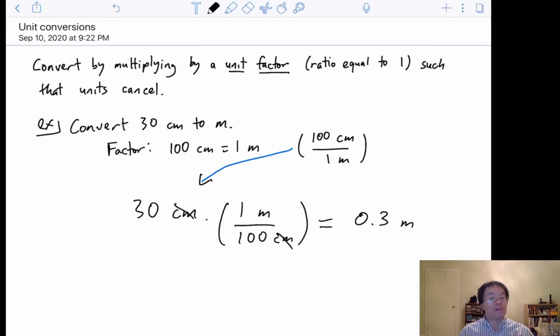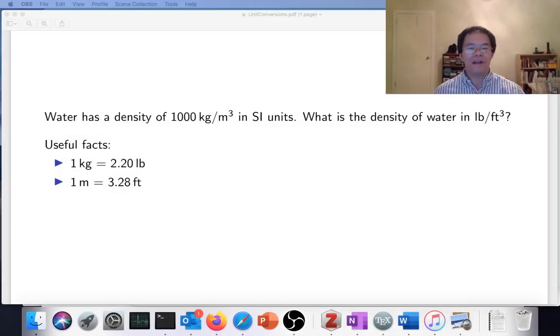Where things can get a little bit more tricky, however, is with compound units, and let me demonstrate what I mean by that. So let's look at the following example. Suppose that water has approximately a density of 1,000 kilograms per meter cubed in SI units, and suppose you want to know what the density of water in pounds per cubic foot is, so in English units. I listed the conversion factors here, since I had to look them up too, since most of the time in physics, and certainly in this class, we will be working in SI units.